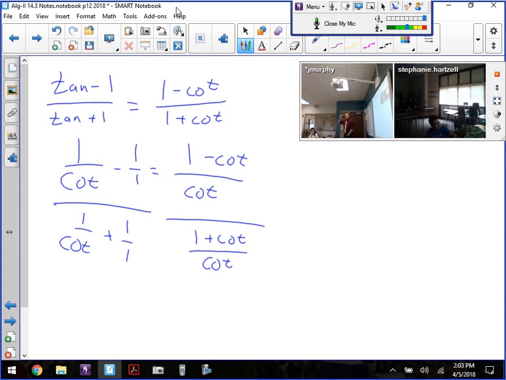Okay. So now you have fraction over fraction, which means you're going to multiply by its reciprocal.